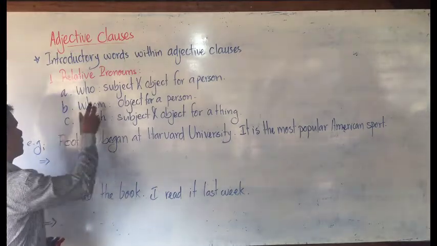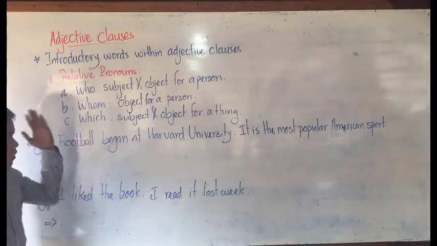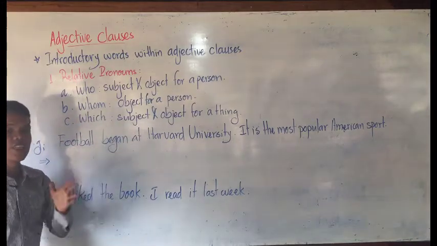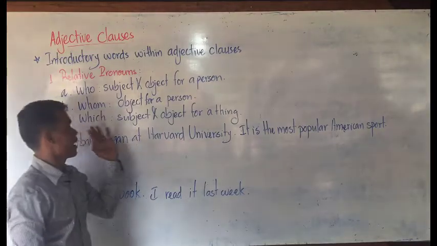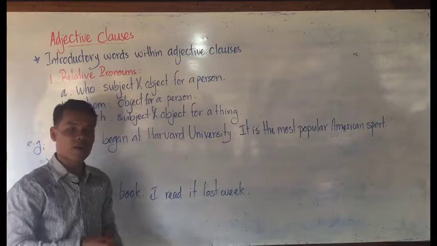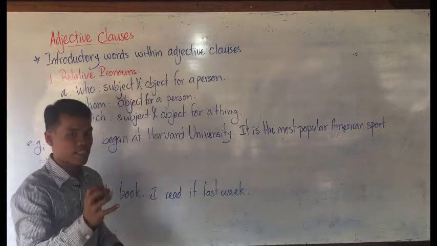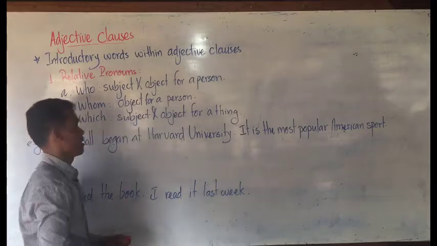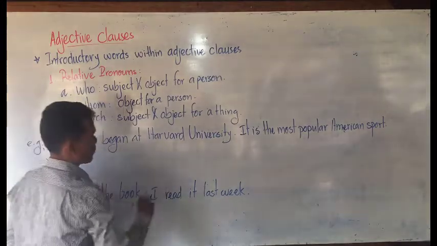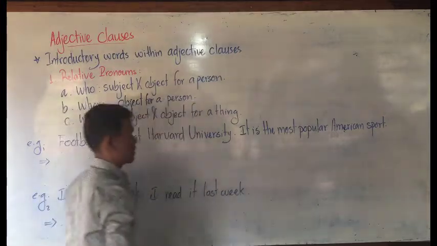Now let's learn another relative pronoun, which. Which functions as subject and object when it is used in an adjective clause, but it is used for a thing only. Which is not used for a person, it is used for a thing. So don't get confused. Who and whom for a person, which for a thing. Alright, look at the example. Football began at Harvard University. It is the most popular American sport.